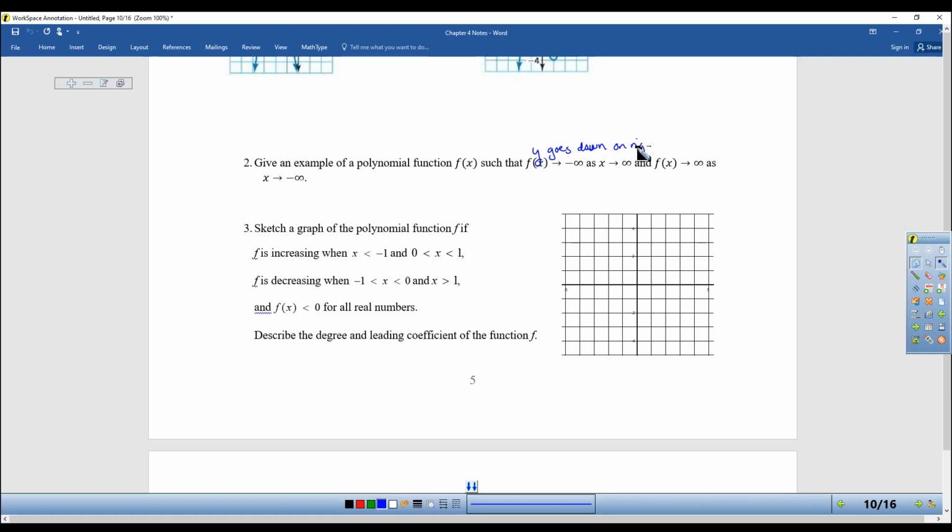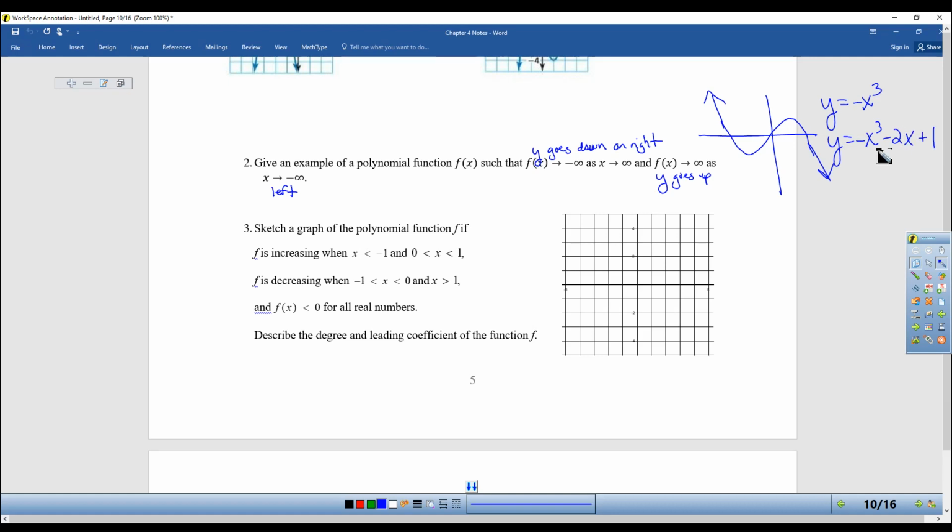So on the right. So I'm thinking about a graph that goes down on the right-hand side. And f of x approaches infinity. That means that y goes up as x approaches negative infinity. This would be on the left-hand side of the graph. So we want something where y goes up on the left. There you go. Give it a little curvature, and you got yourself an answer. So a negative cubic function. You might write y is equal to negative x cubed. You could add some other pieces to it.